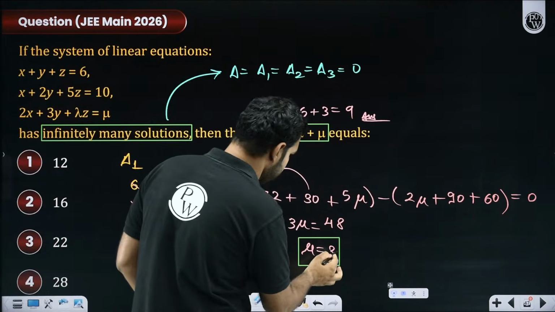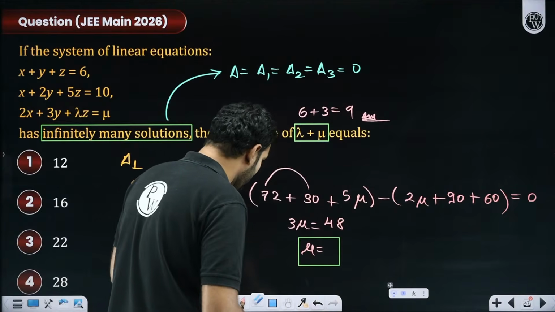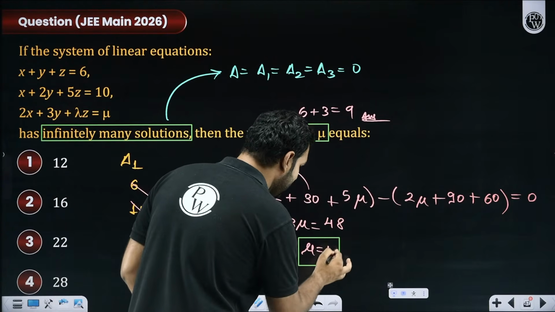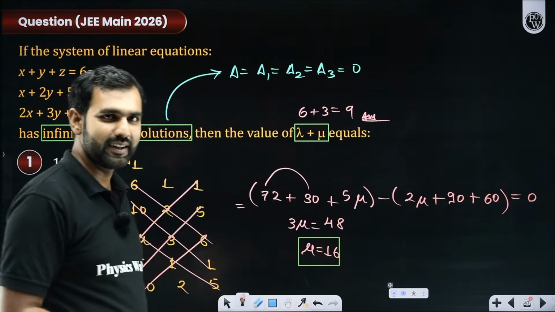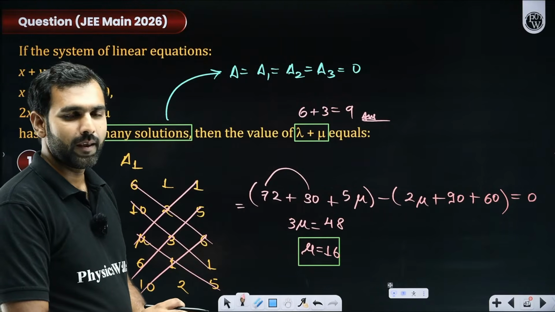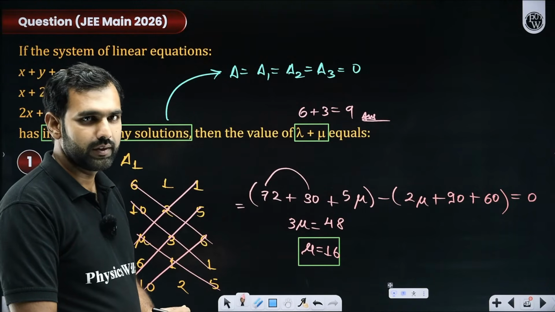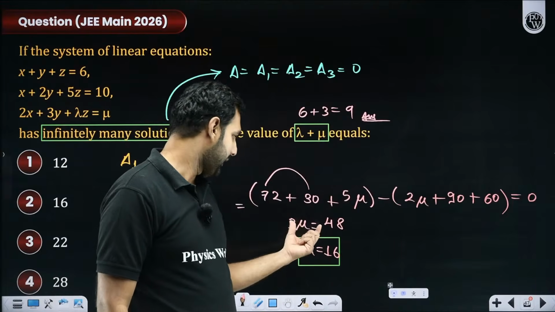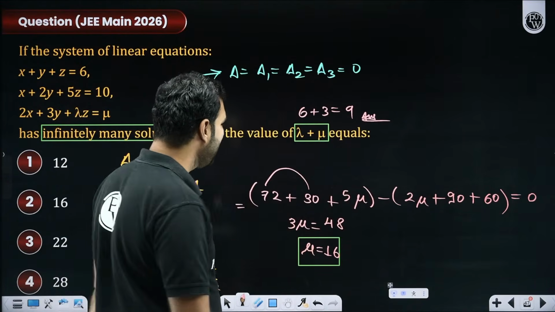Why am I writing it as 3? I'm really sorry, I don't know what I was doing. I think I told it to be 16, but I mistakenly wrote it as 3. And nobody responded, surprising. I hope you remember mu will be 16.